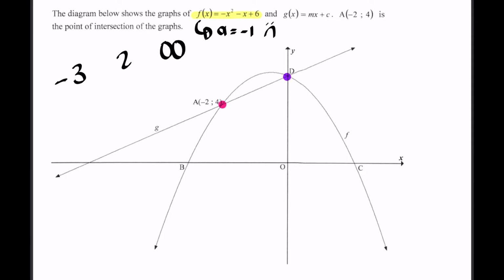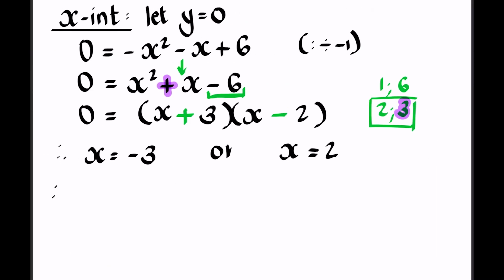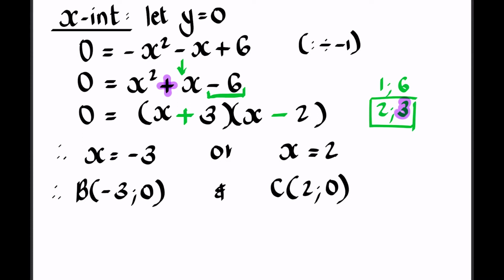So I'm going to look at the graph. There's my one x-intercept. There's my other x-intercept. So B will have an x-intercept of -3, and C will have an x-intercept of 2. The question says determine the x-intercepts of f. It didn't say that we needed to write them as coordinates. However, I would say, therefore, B's coordinates are -3 and 0, and C's coordinates are 2 and 0.